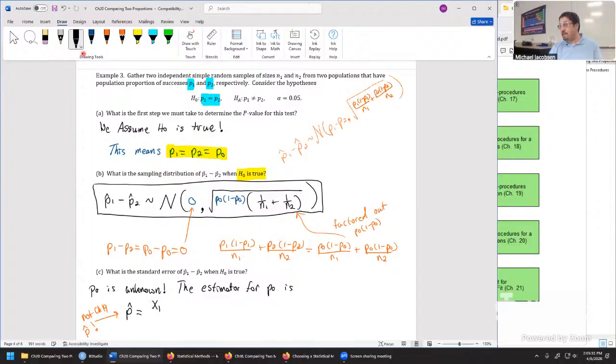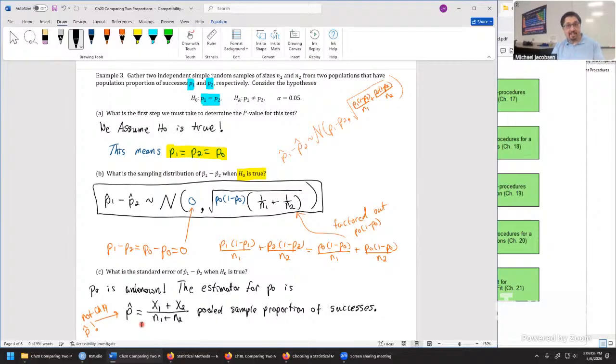What it does is it takes your number of successes in sample 1 from population 1, number of successes in sample 2 from population 2, pools them over the sample sizes, sample size 1 plus sample size 2, N1 plus N2, coming from these sample sizes above, and that's our new statistic. This is the pooled sample proportion of successes.